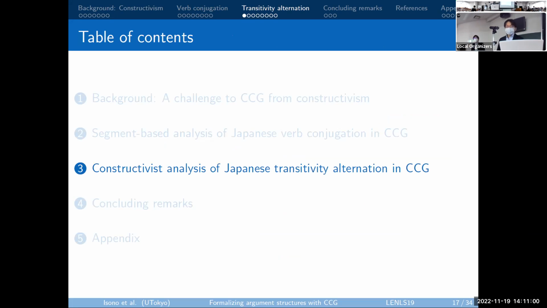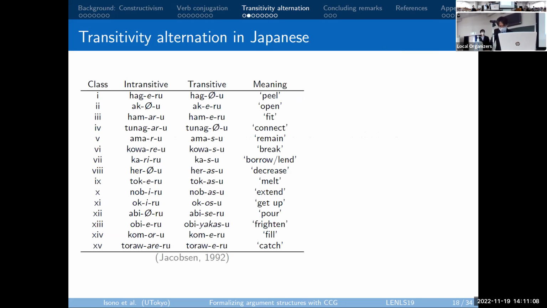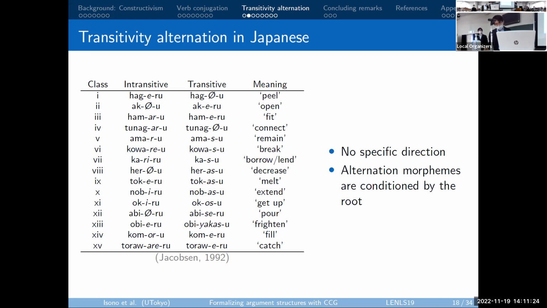So now we move on to the analysis of transitivity alternation in Japanese, where the constructivism, as we introduced earlier in the first section, matters. So Japanese has many pairs of transitive and intransitive verbs, and they share a root. For example, the koa root in the first row, while their transitivity is marked by the morpheme that follows it.